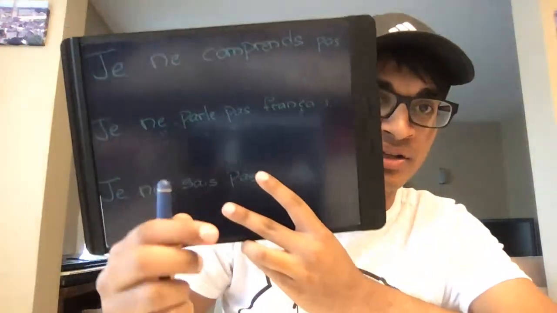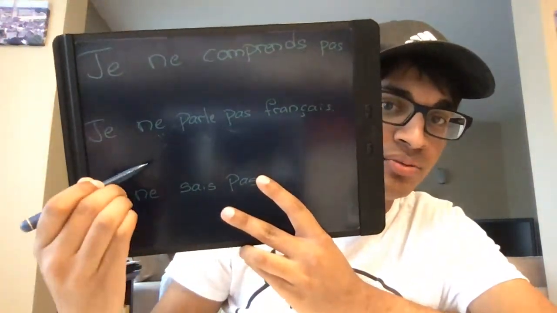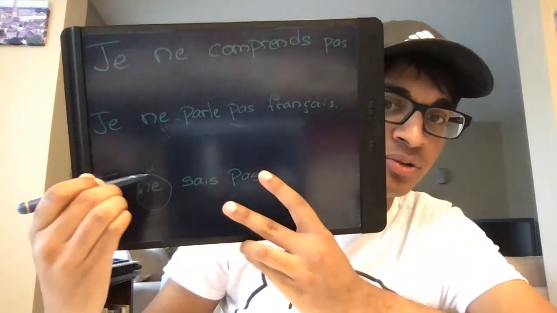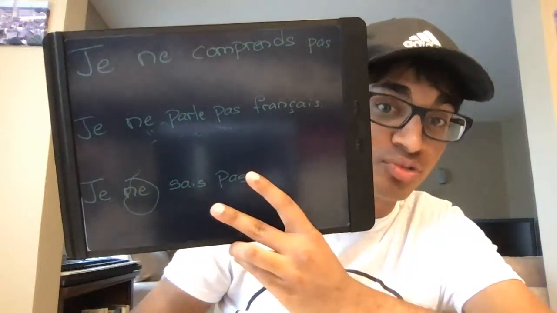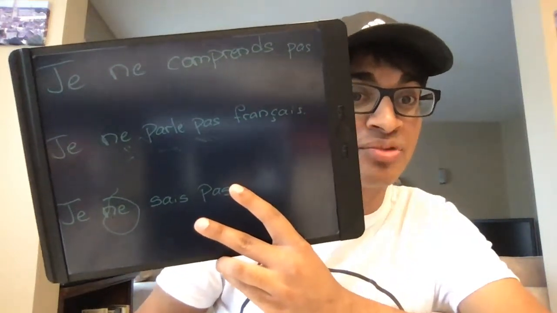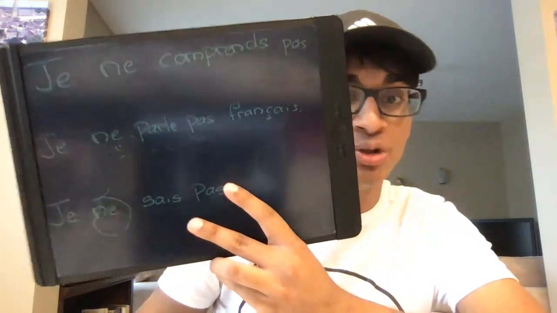Okay, je ne sais pas. Again, while we're looking at the Blackboard, this ne right here that I'm circling, oops, I circled poorly, but the ne when we speak is very common to be dropped and for people to not pronounce it. Okay, je ne sais pas or je sais pas. Ouais, je sais pas. You'll even hear people squish the je and the sais together a little bit more than even I did.